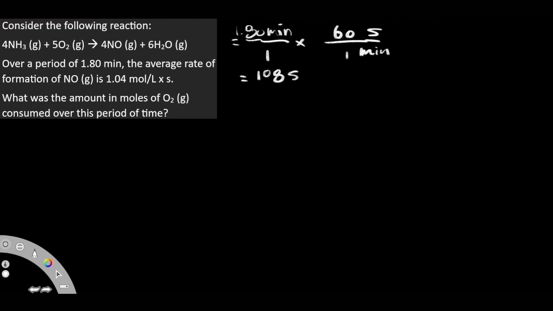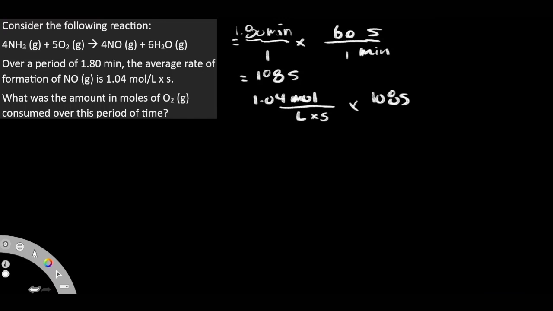All right, so this one we're dealing with. Now, the average rate of formation of NO is 1.04. So I'm going to put this here, 1.04 moles per liter per second. Now, this is happening at 108 seconds because at the end of it, that's pretty much what I really care about, because it says over this period of time. So rather than 108 seconds up here and just 1 second here, I'm just going to multiply them.